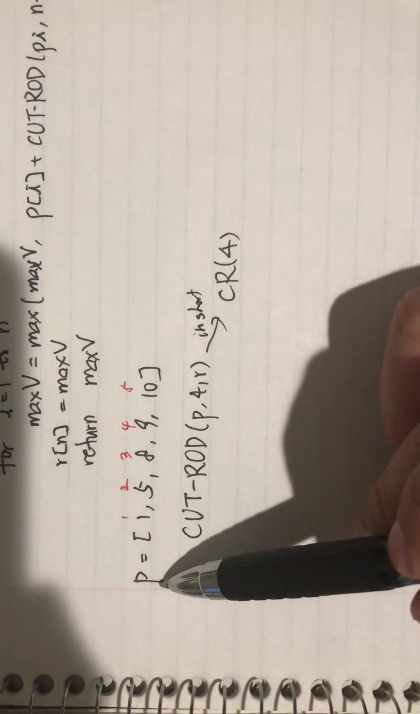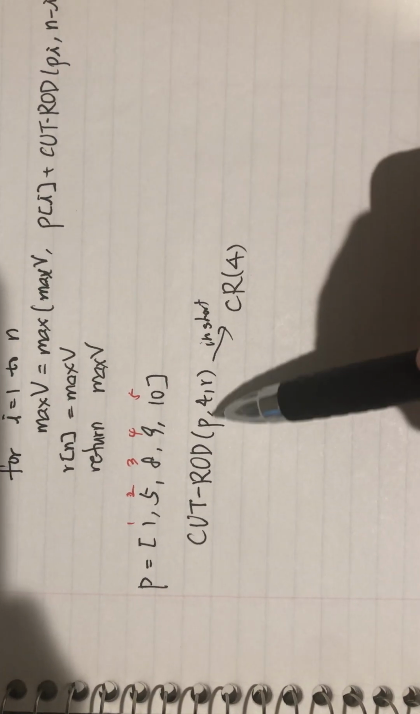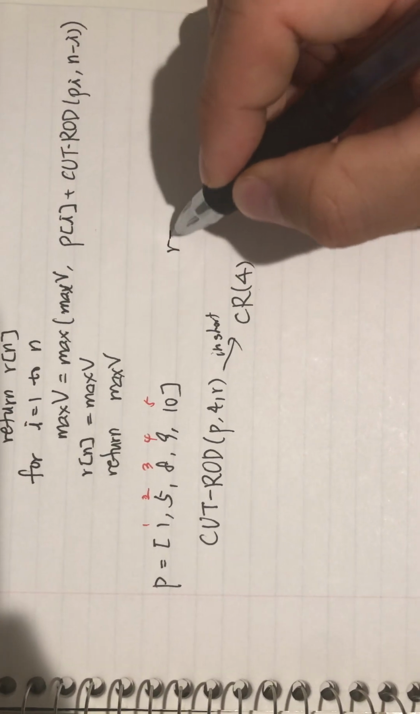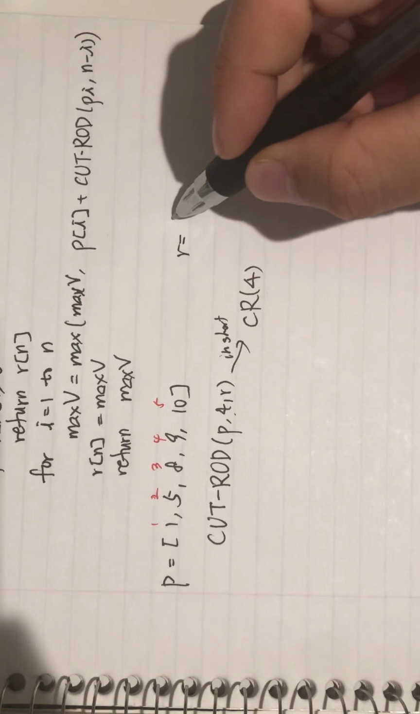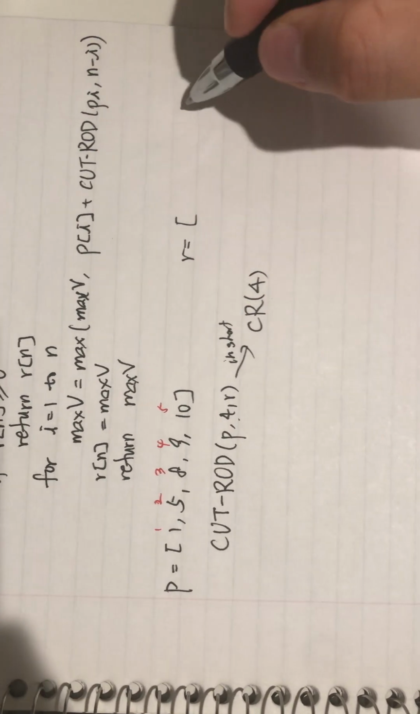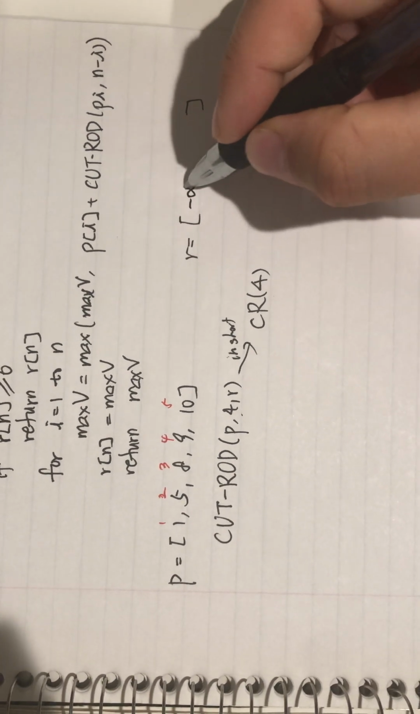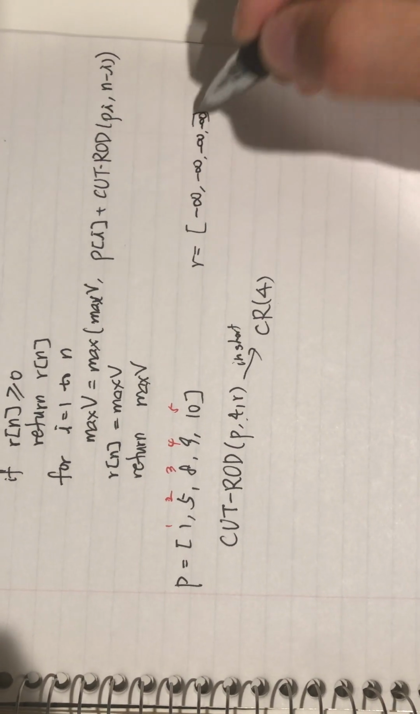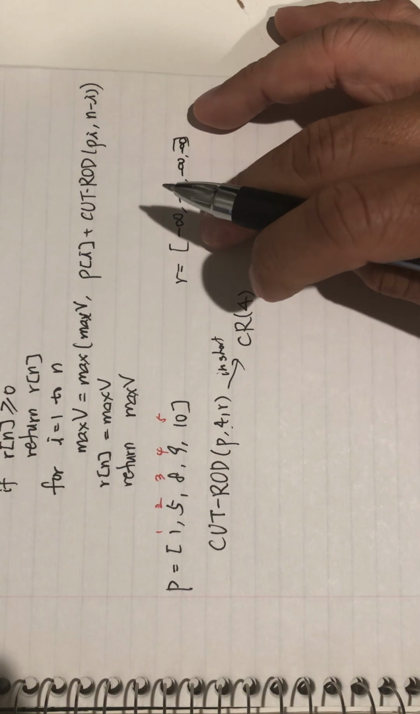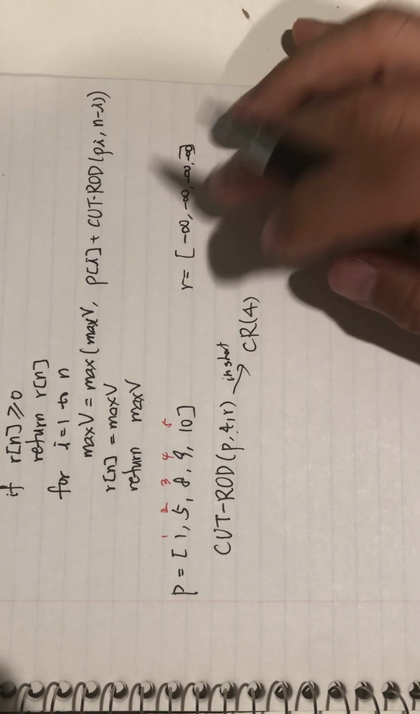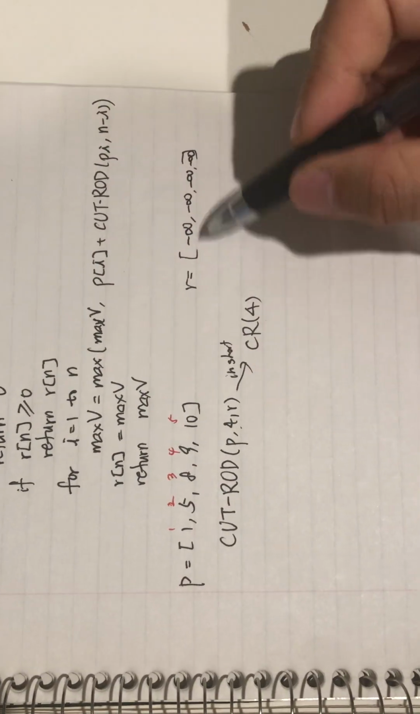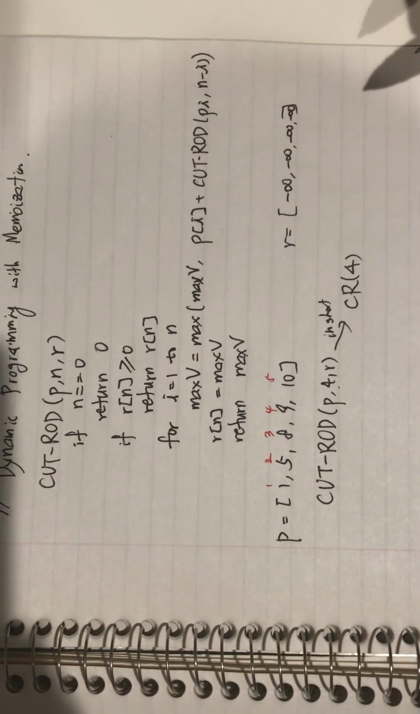For example, here we have same P, prices table, and CutRod P, and then given n equal 4. That R is having only 4 spaces because n equal 4, and all places filled with negative infinite. So when you normally look for maximum, you start from negative infinite. If you're looking for minimum, then you start from positive infinite. So they all filled with negative infinite for now.